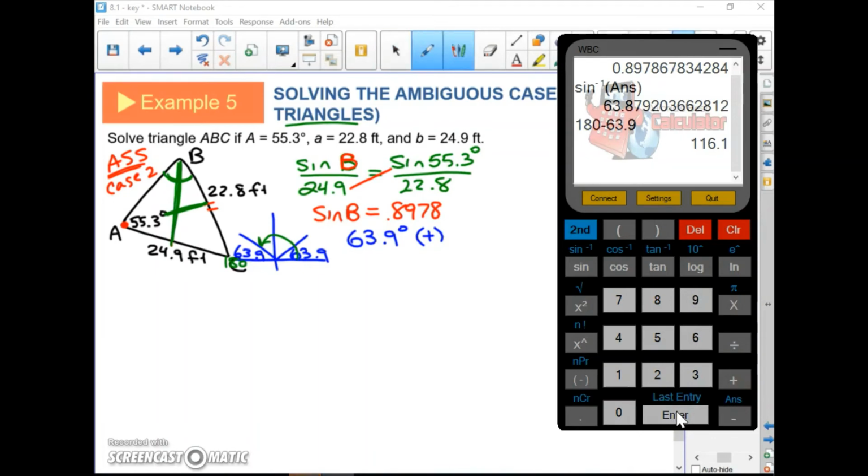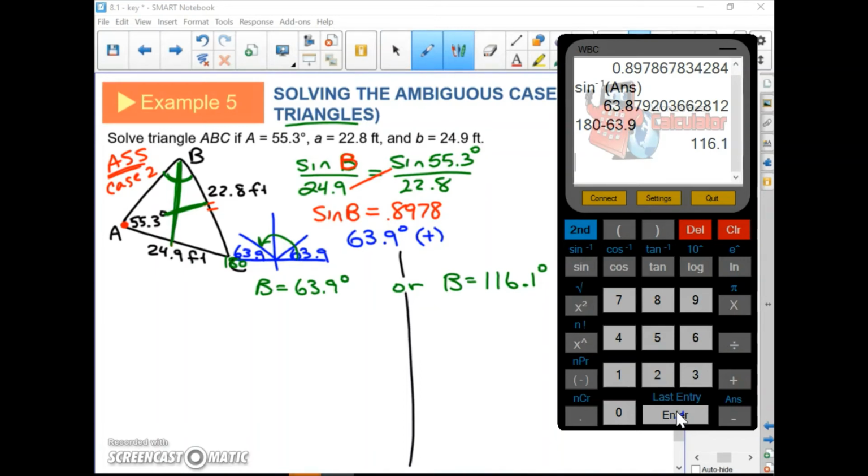You've got two different possible answers for B. B equals 63.9 degrees, or B equals 116.1 degrees. You've got two different possibilities. And that's why there's going to end up being two different triangles, because B might be 63.9, or B might be 116.1. We'll just have to see. Okay? So what we kind of have to do is do two different problems, okay?